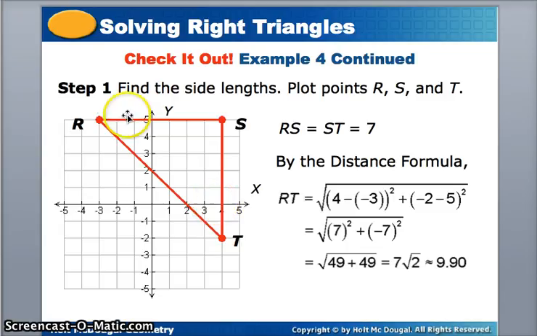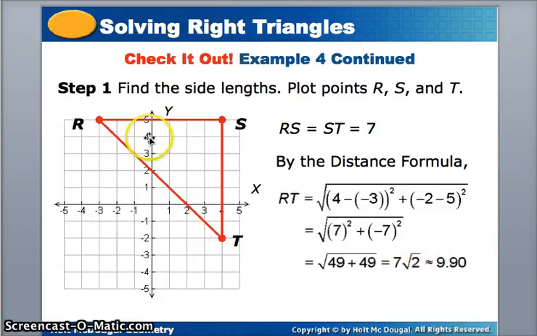If you look, we caught a nice break here because from R to S you move 7 places, and from S to T you move 7 places. So the length here is 7, and the length here will also be 7, which they have here. There are different ways you can do this. I solved this with the Pythagorean theorem, but they used the distance formula to find RT. Either way is fine. You would get the square root of 49 plus 49, which is 7 square root of 2. I don't mind if you leave it like that, but they rounded it to 9.90.